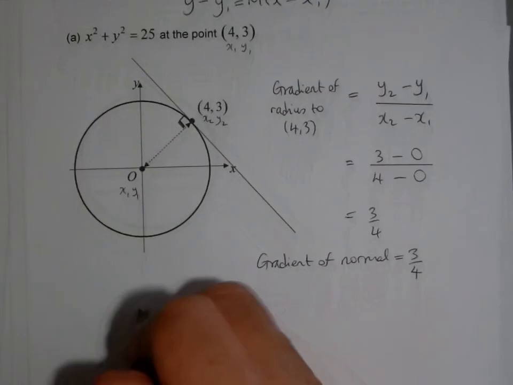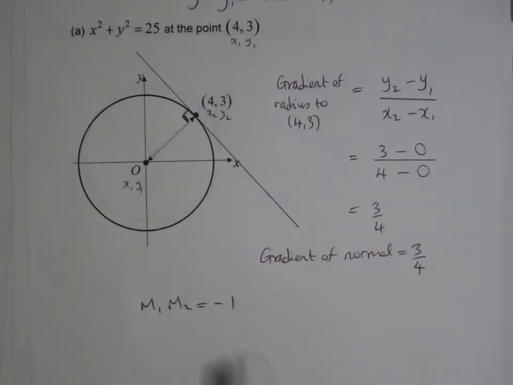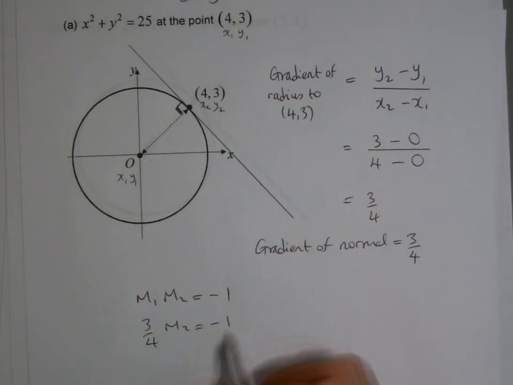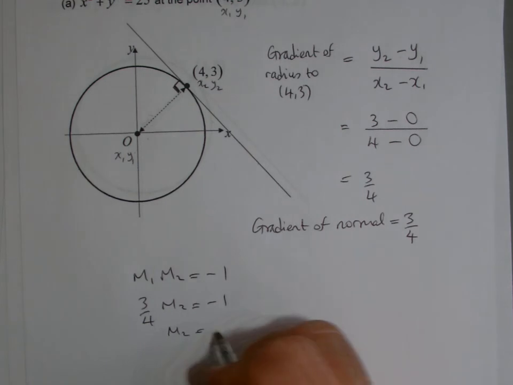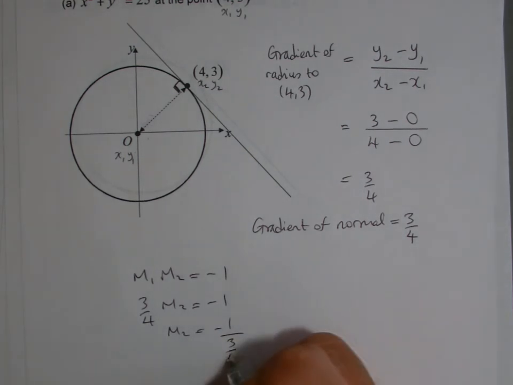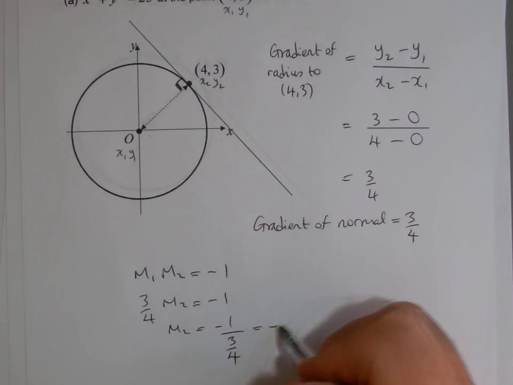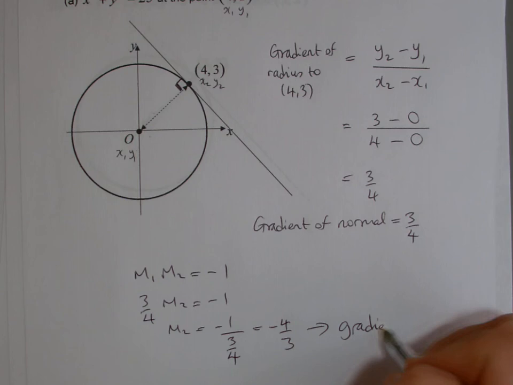So how do I get the gradient of the tangent, which is at right angles to it? Well, if you remember, we also have another formula for that, for when lines are perpendicular. So the normal is 3/4. So all you've got to do is take that 3/4 over and divide. Flip this fraction, and then you get obviously minus 4/3. So that is the gradient of the tangent.